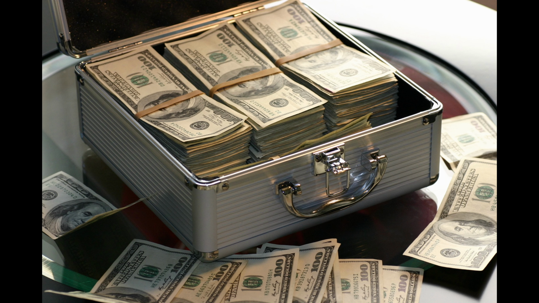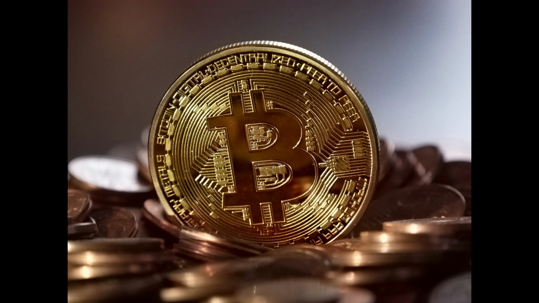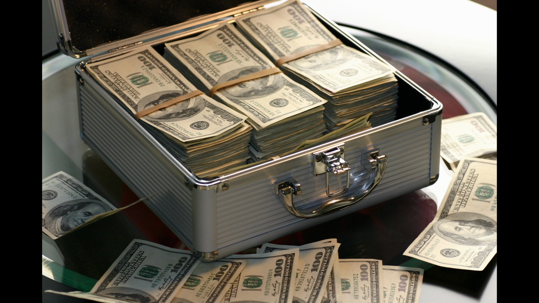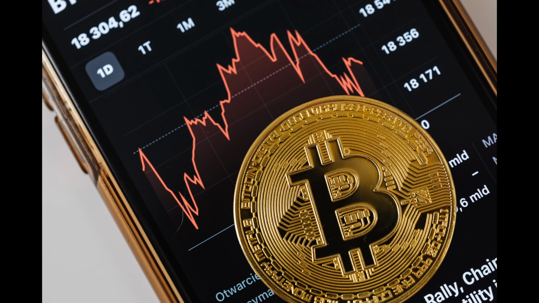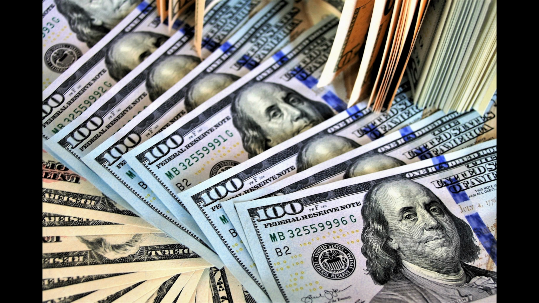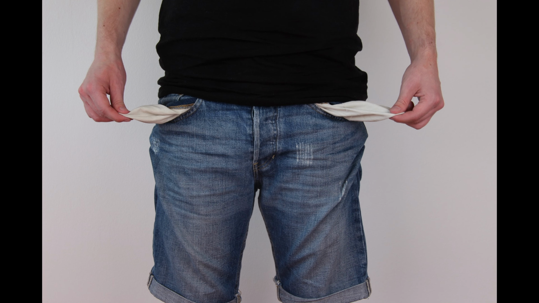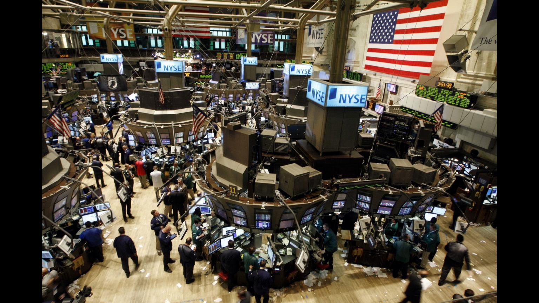Question 1. How much capital do I need to start Bitcoin day trading? Answer. The amount of capital you need to start day trading Bitcoin varies based on several factors, such as your trading strategy, risk tolerance, and the exchange you choose. It's generally recommended to start with an amount you're comfortable risking, considering that day trading involves high volatility and potential losses. Some exchanges have minimum deposit requirements, so be sure to check their guidelines.